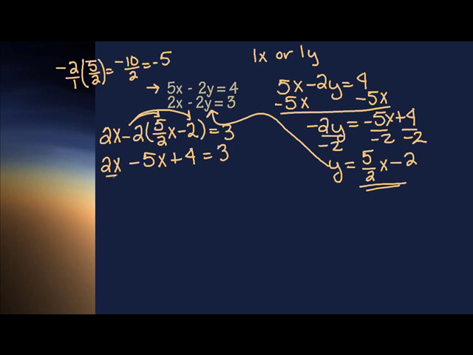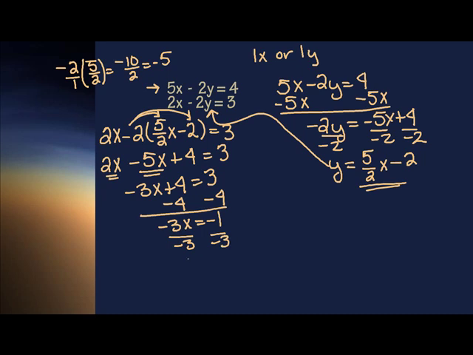Now I'm going to collect my like terms. 2x minus 5x is negative 3x plus 4 equals 3. I'm going to subtract 4 from both sides of the equal sign. So negative 3x equals negative 1. Now I need to get x by itself, so I need to divide by negative 3. Negative divided by negative is a positive, so x equals positive 1/3. Don't worry that you get a fraction, okay?